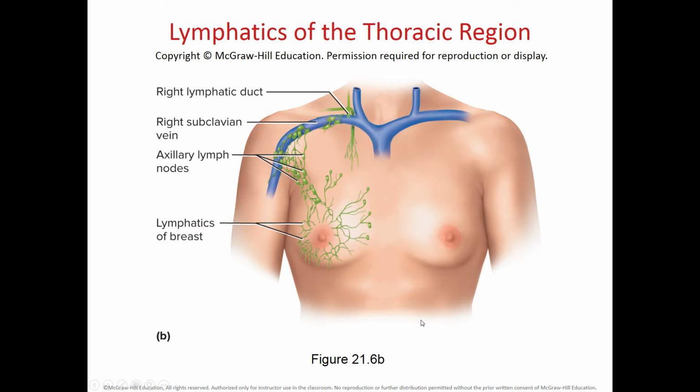In this diagram, it shows you the lymphatics of the thoracic region. So we have lymphatics within the breast, and these lymphatics of the breast will drain into these axillary lymph nodes. And then these axillary lymph nodes will, because this is the right side of the body, drain this lymph into these lymphatic vessels that will drain into the right lymphatic duct.